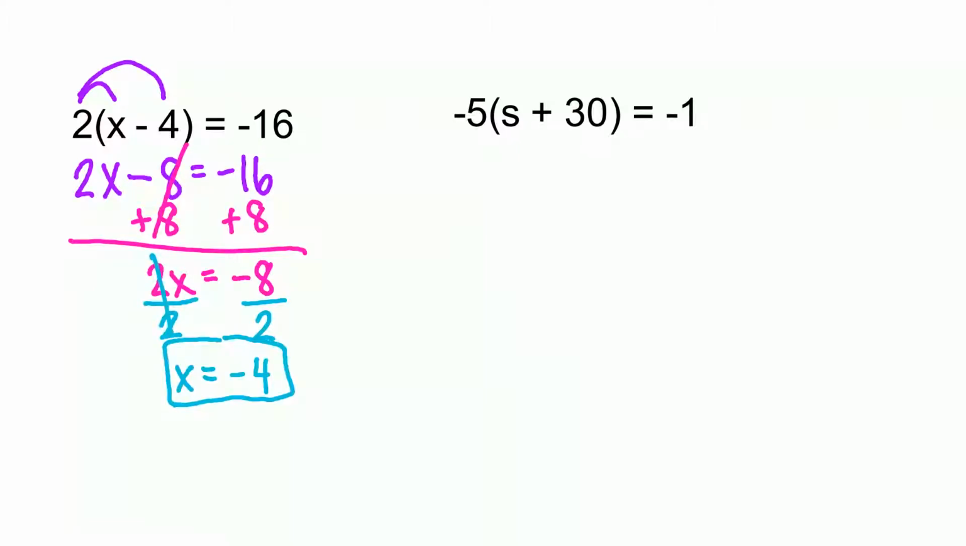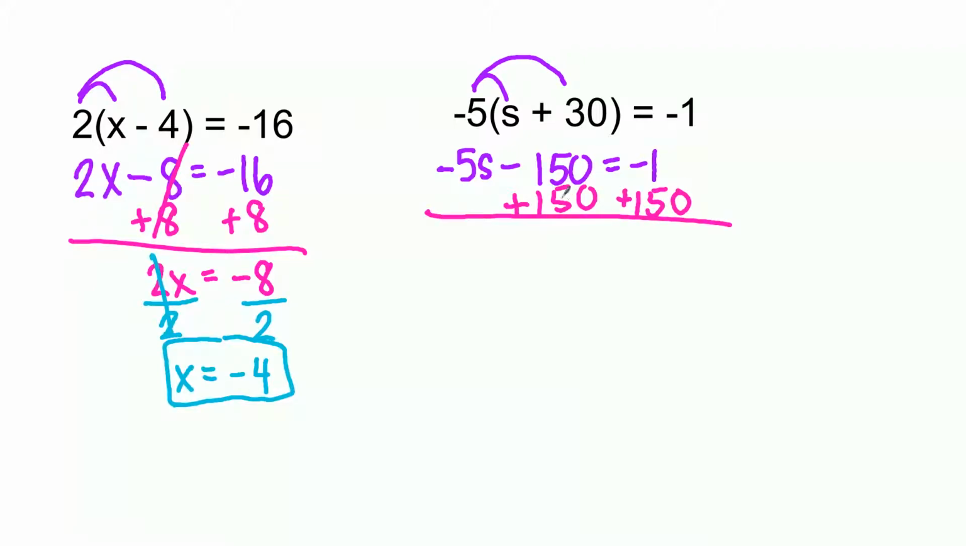For the other one, we are going to distribute a negative 5. So negative 5 times s is negative 5s. Negative 5 times a positive 30 is negative 150. We have our equals negative 1. Now I need to get rid of that constant. So I'm going to add 150 to both sides because it was a negative. And now when I add 150 over here, that negative 150 plus 150 is 0. I must bring down that negative 5s. Over here, it's really the same thing as 150 minus 1, so that's just 149.